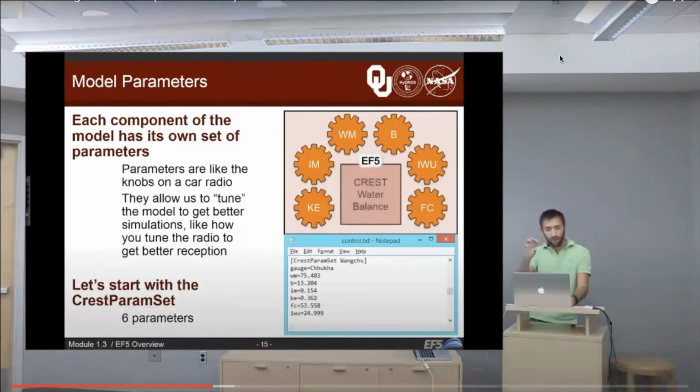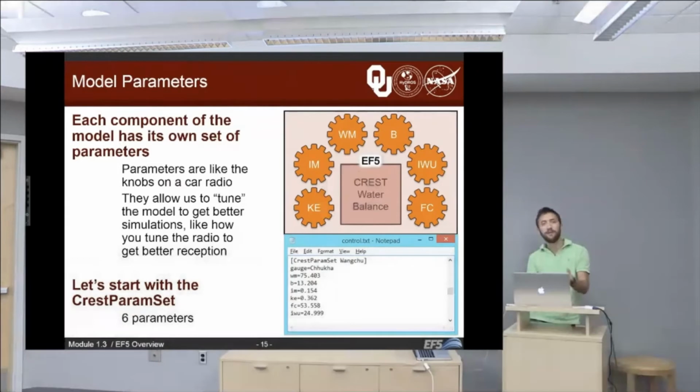They allow you to tune the model to get better simulation, just like you used to tune a radio to get better reception from a particular station.